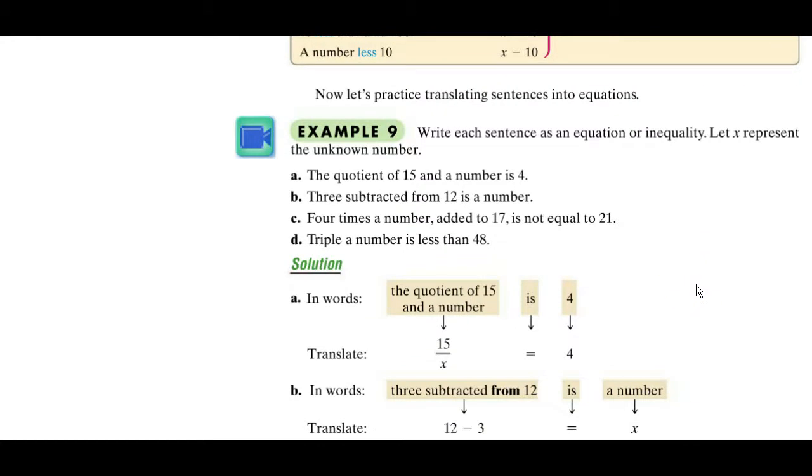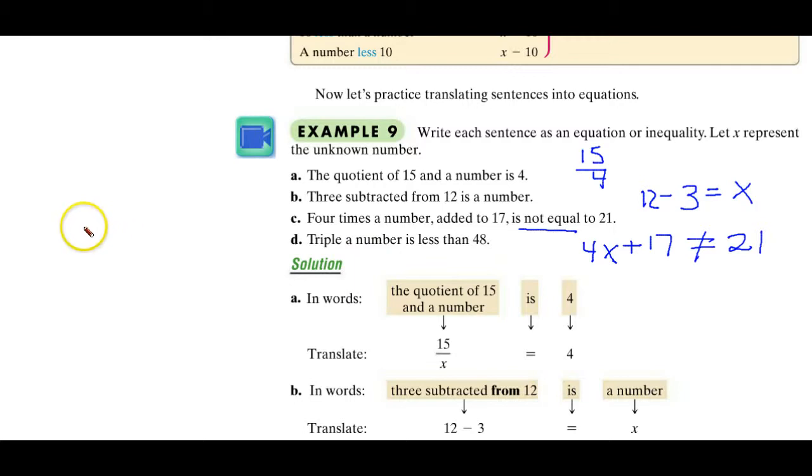All right, we can write these before we look at the answers. Quotient, 15 and 4. 3 subtracted from 12 is the number. So we write 12 first, subtract a 3, is an equal sign, x. 4 times a number, added to 17 is not equal to 21. Triple a number is 3x, is less than 48. We'll see how we did here.